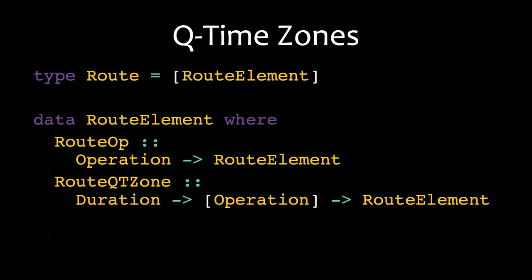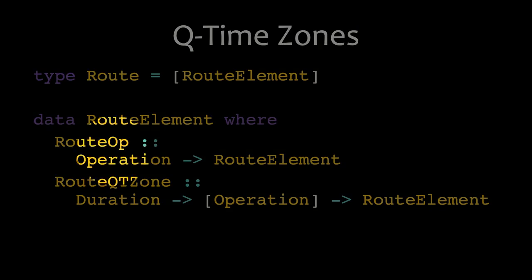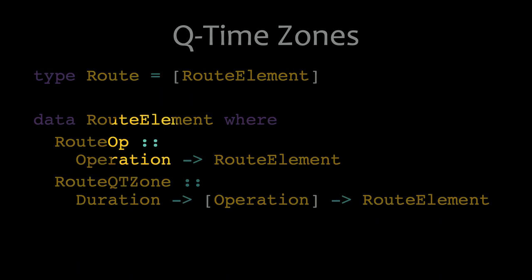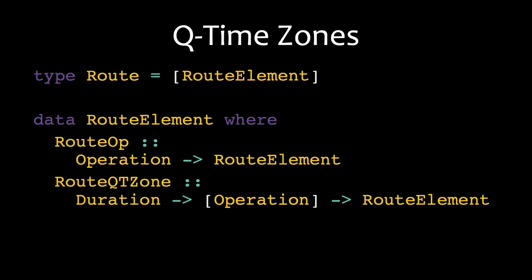So what we first need is we had this route element here with this operation, right? And now we need another representation for a route element. And let's call this route QT zone, for Q time zone. And there, of course, we have the duration. That means the amount of time this step needs to be finished in, or this sequence of steps needs to be finished in. And then we have this list of operations here. We saw this before, right? The list of the operations. And then what this gives us is, of course, again, a route element.